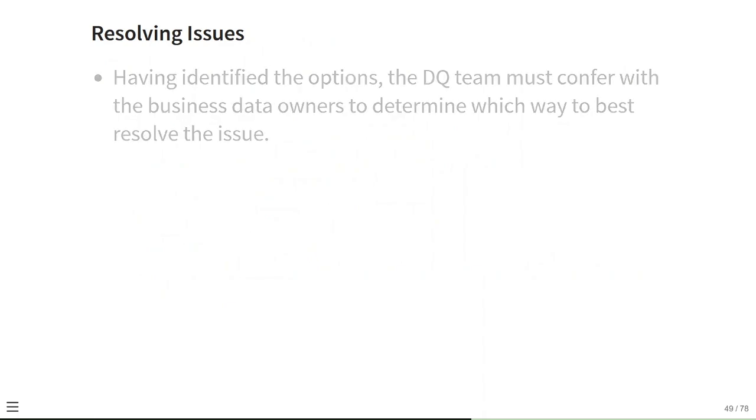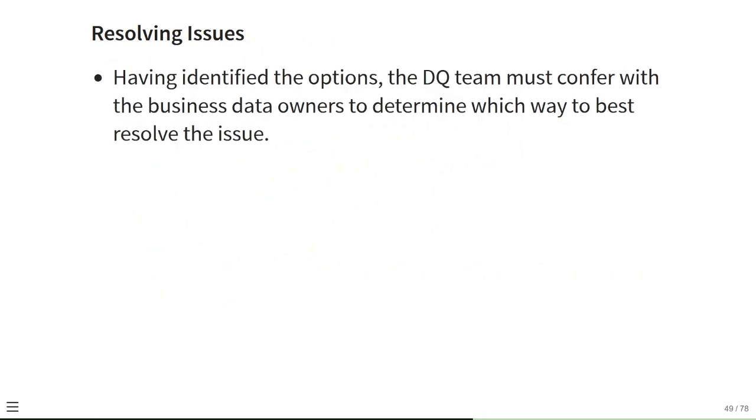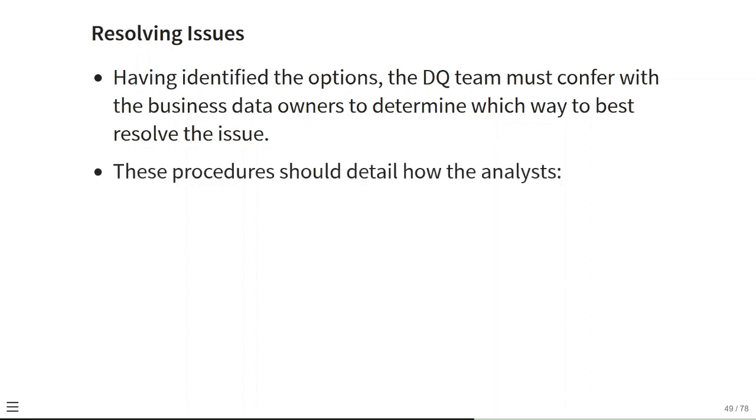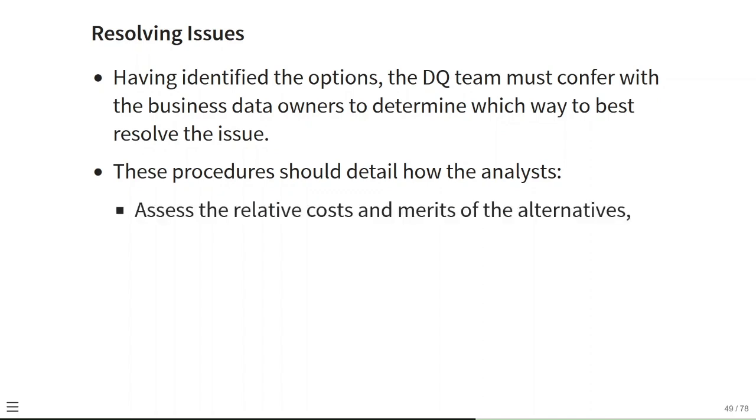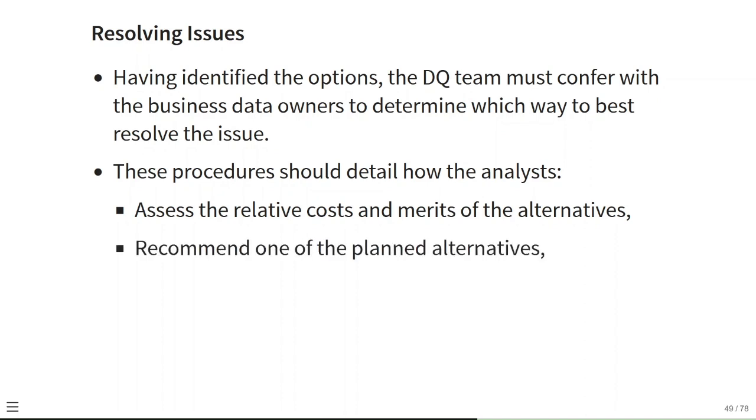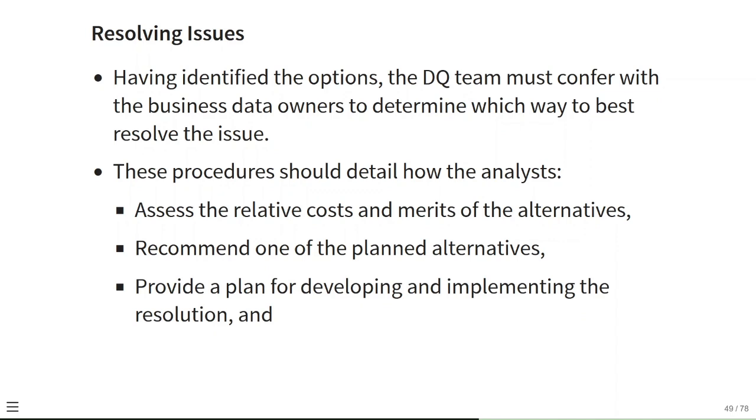Resolving issues. Having identified the options, the data quality team must confer with the business data owners to determine which way to best resolve the issue. These procedures should detail how the analysts assess the relative costs and merits of the alternatives, recommend one of the planned alternatives, provide a plan for developing and implementing this resolution, and implement the resolution.